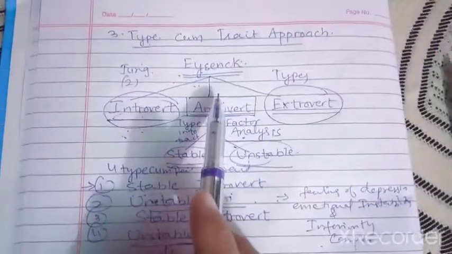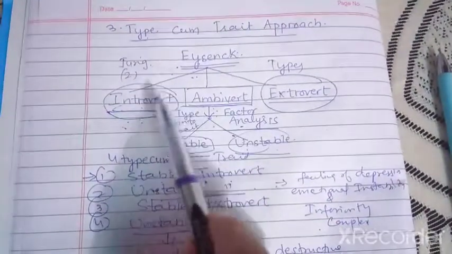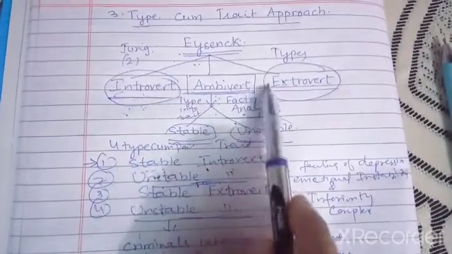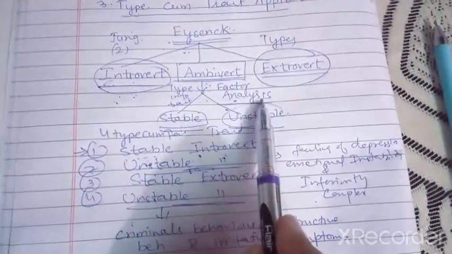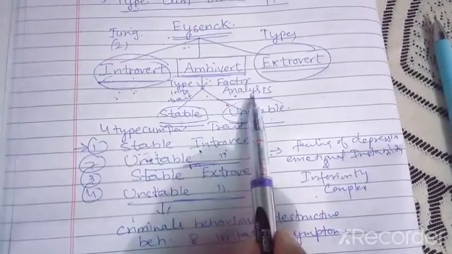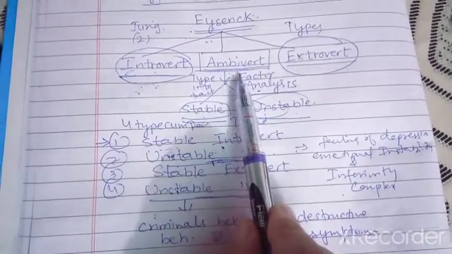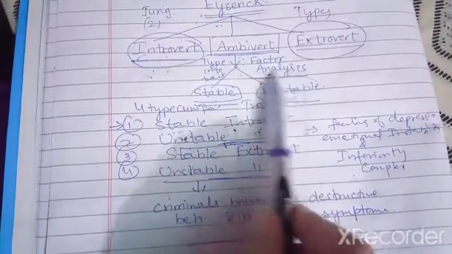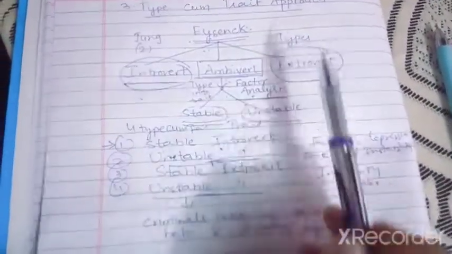Then we discussed this type cum trait approach. This was given by Eysenck. He explained three types of personality, in which he accepted the classification given by Jung: introvert and extrovert. Then the third type was given by Eysenck only, on which he applied the factor analysis method, and with the help of factor analysis he was able to make two dimensions of this ambivert type. These two dimensions were stable and unstable, and on the basis of these he was able to make his approach, that is the type cum trait approach.